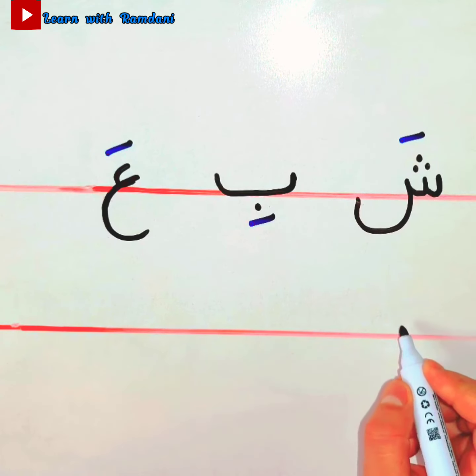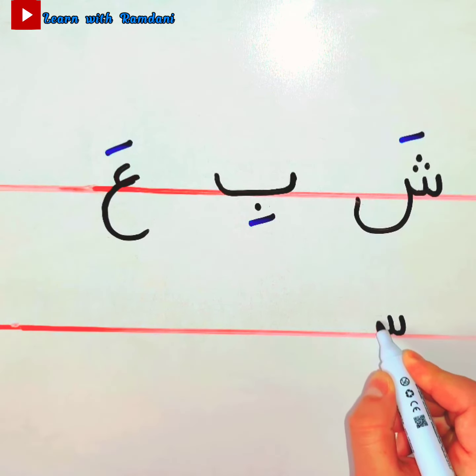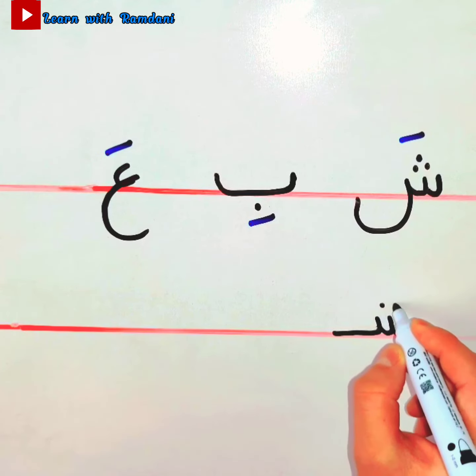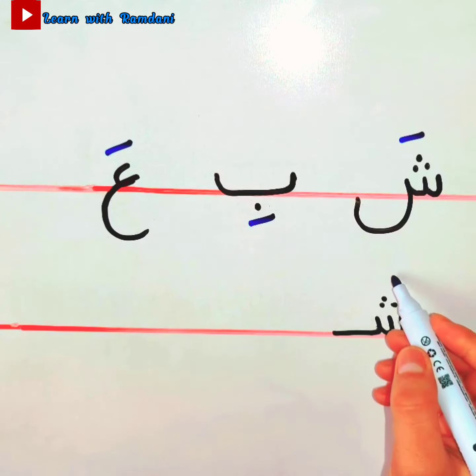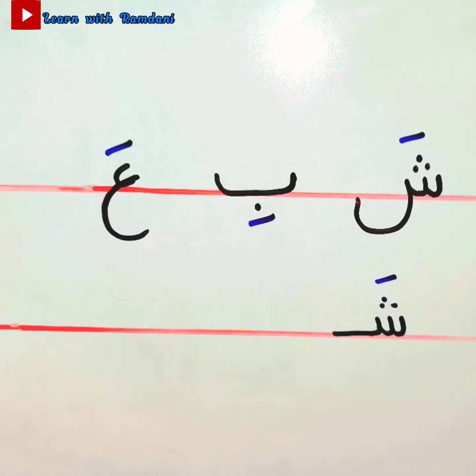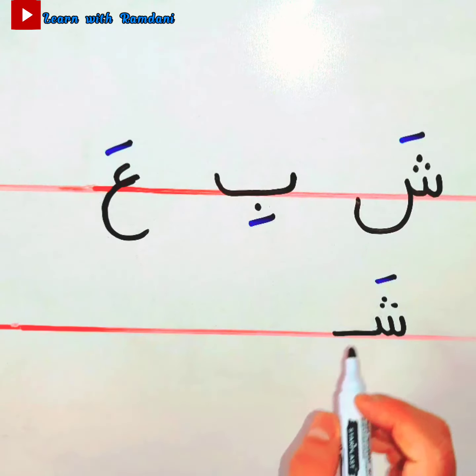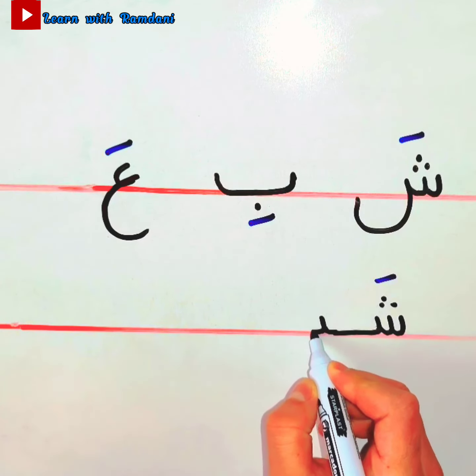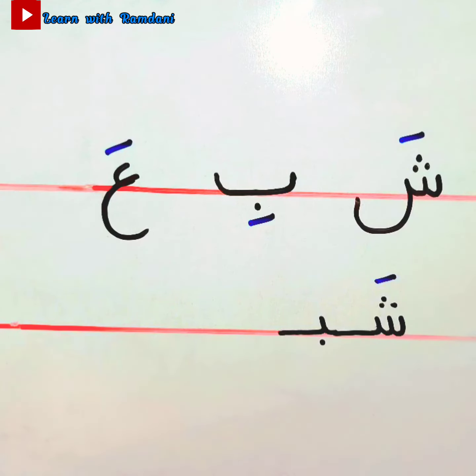This is the letter Sheen. In the beginning, we put Fatha. Sha. Sha. And then the next letter, the letter Ba. We put Kasra. B. Sha, B, Sha, B, Sha, B.